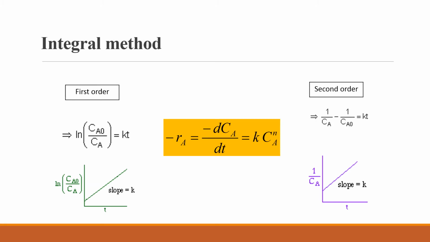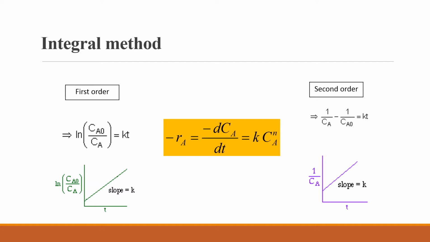This is the general form of rate equation: minus rA equal to k CA power n, where n is order of the reaction and k is rate constant. If we assume first order, then this is the integrated form of rate equation for irreversible first order reactions: ln CA0 by CA equal to k into t.